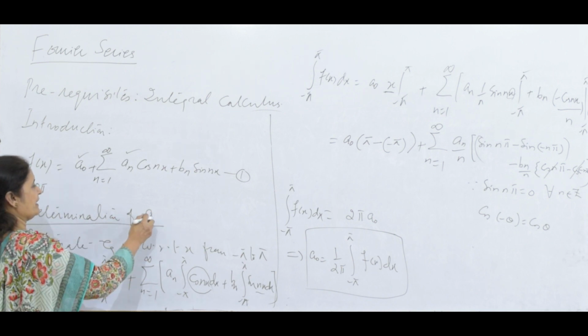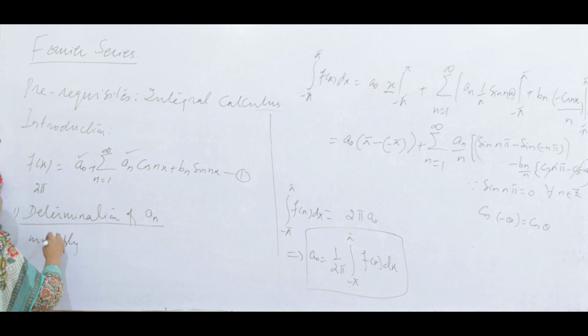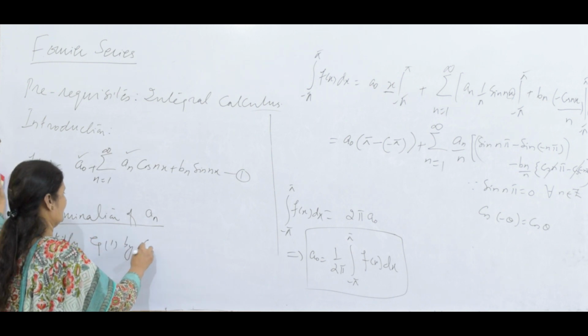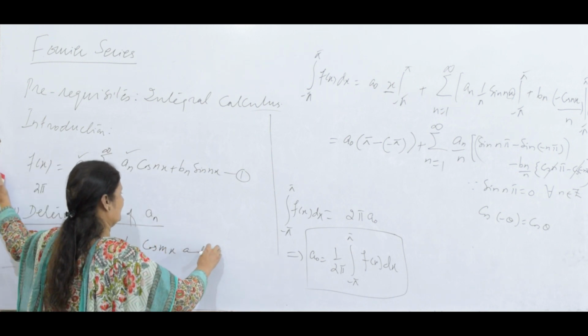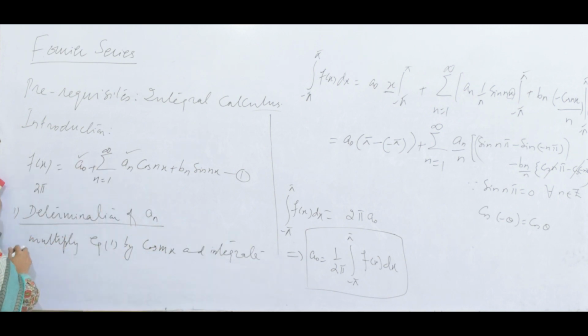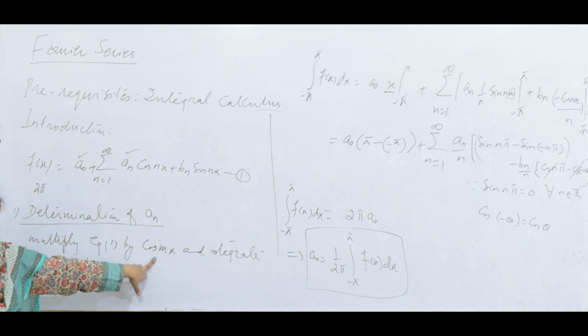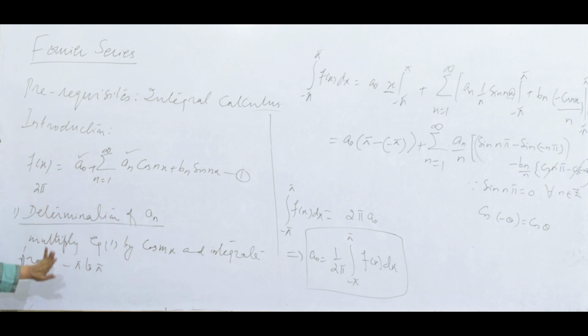Let us have a n. So let us multiply this equation term by term with cos mx, where m is an integer, and integrate with respect to x from minus pi to pi.